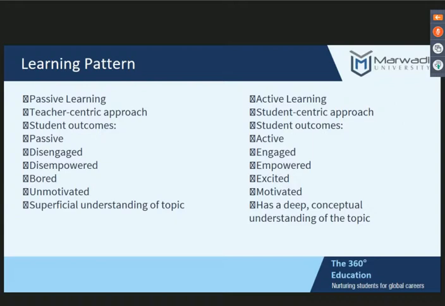If I talk about the outcomes, in passive learning students are passive, while in active learning students are active. In passive learning, as students are not taking part, it is more likely a disengaged environment, while in active learning they are engaged. In passive learning they may feel disempowered, bored, unmotivated, while in active learning they are empowered, excited, motivated. And above all, in passive learning the result shows they gain a superficial understanding of a topic, while in active learning, as they have been involved in various activities in a session, they have a deep conceptual understanding of the topic.